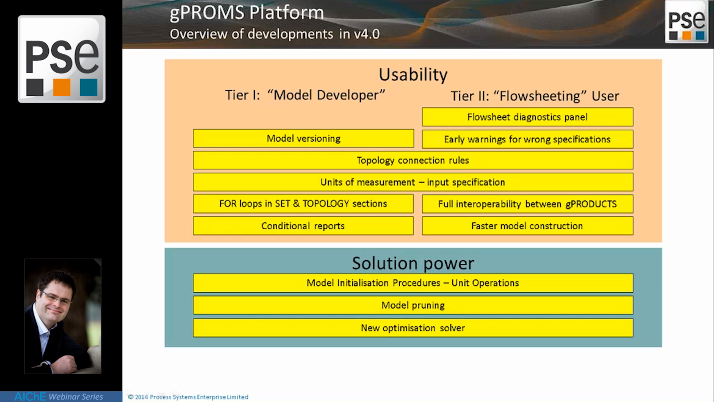Tier 1, which are the model developers, and Tier 2, which are the flow sheeting users. And as you can see here, I'm not going to talk through all of these cases, but just to give you an idea of all the things that we have been working on and have been adding. I'll focus on one that has been released, what we call model pruning.